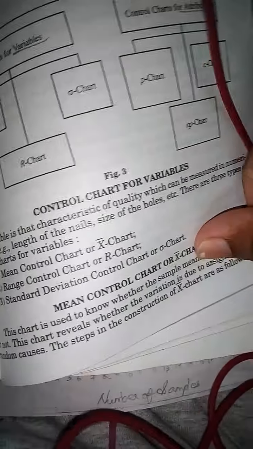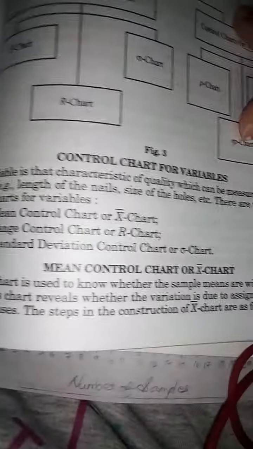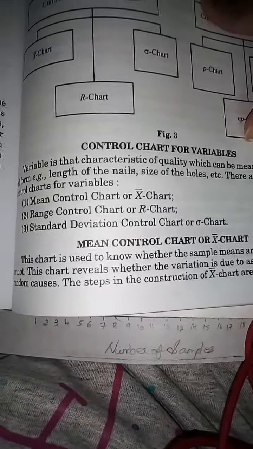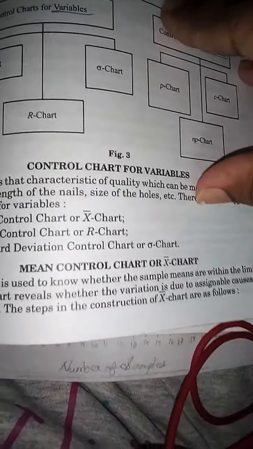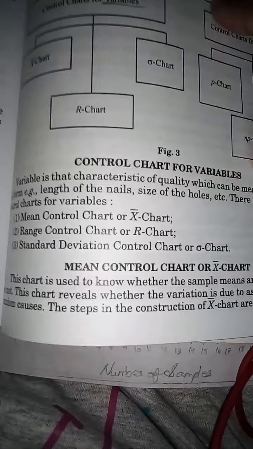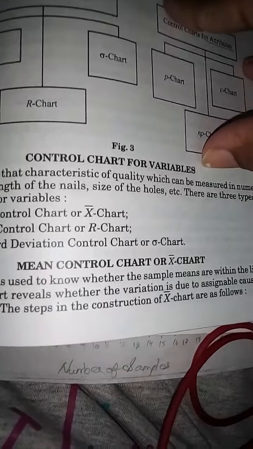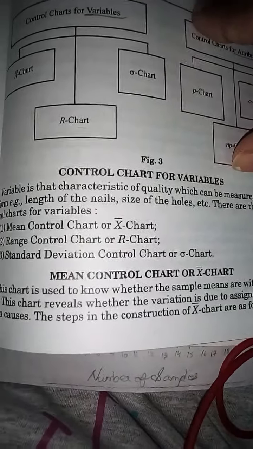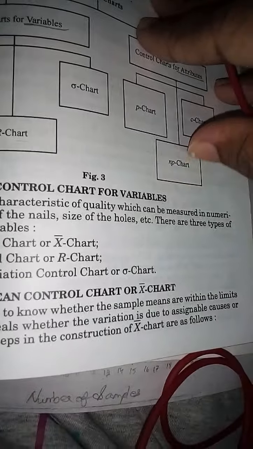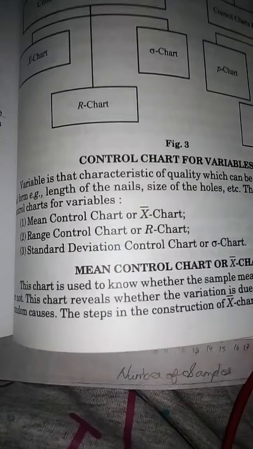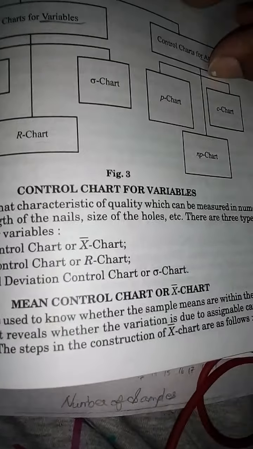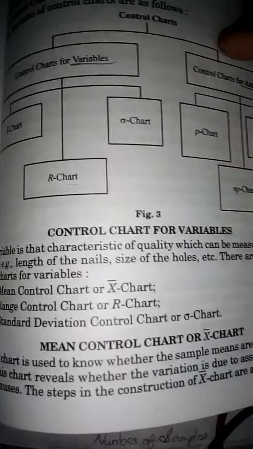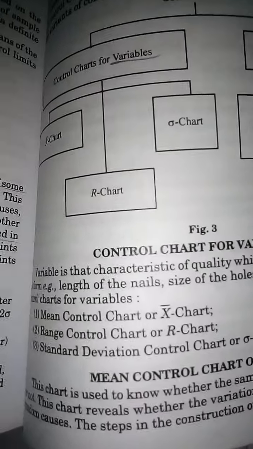Let's start with the mean control chart. This chart is used to know whether the sample means are within the limits or not. This chart reveals whether the variation is due to an assignable cause or a random cause. Then we can go through the steps.